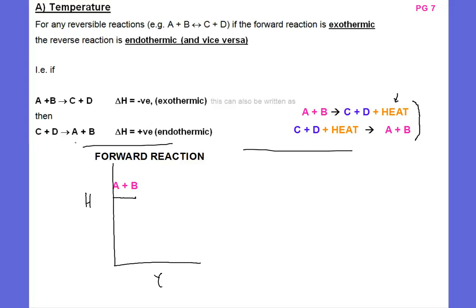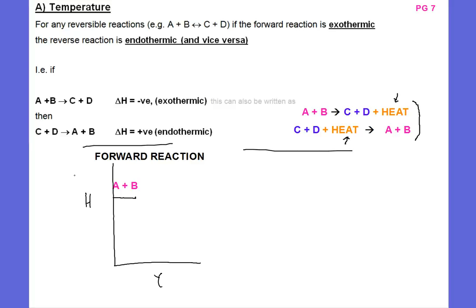Similarly, if C plus D turns to A plus B is endothermic, that means it has to absorb heat. So we can pretend that heat is one of the reactants. And that process, or that idea of doing things that way, helps some students understand equilibrium and how Le Chatelier's principle works a little bit better.